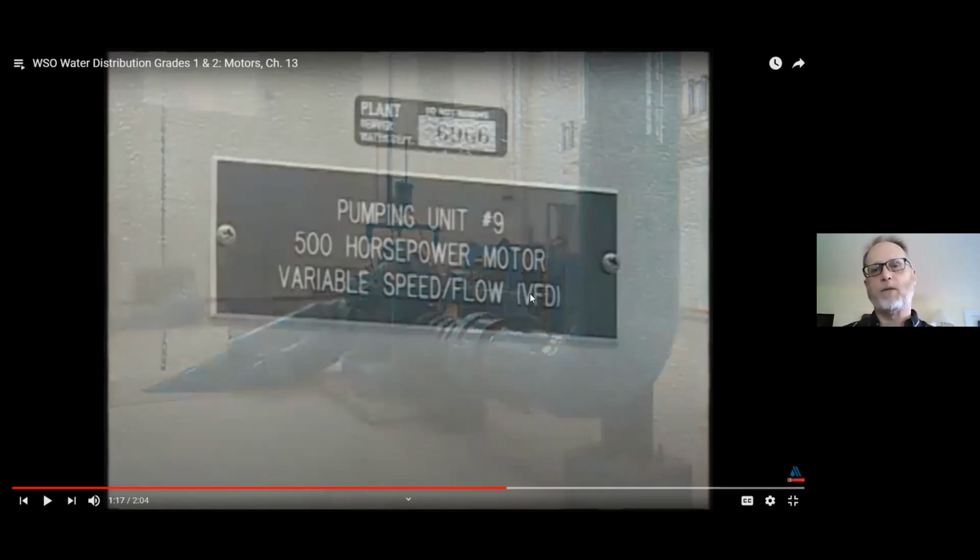Be comfortable with what VFD stands for. It's not the Vancouver Fire Department. It is variable frequency drive, or a variable flow drive sometimes. Mostly it's a variable speed starter for the motor.